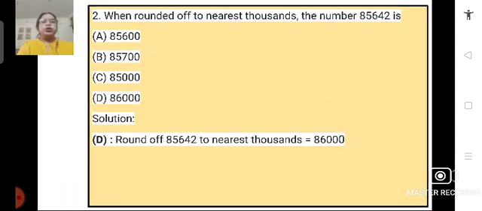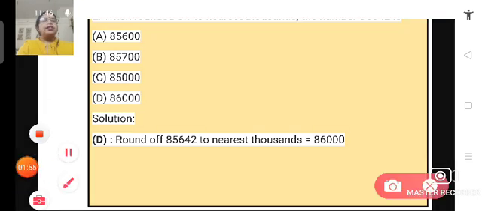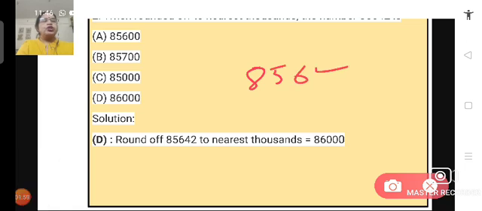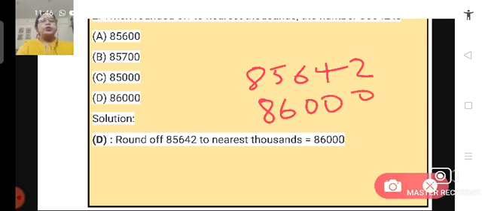Moving on to question number 2. When rounded off to nearest thousands, the number 85,642. So the number is 85,642. It has to be rounded off to nearest thousands. So it can be rounded off as 86,000. So option D is the correct answer.